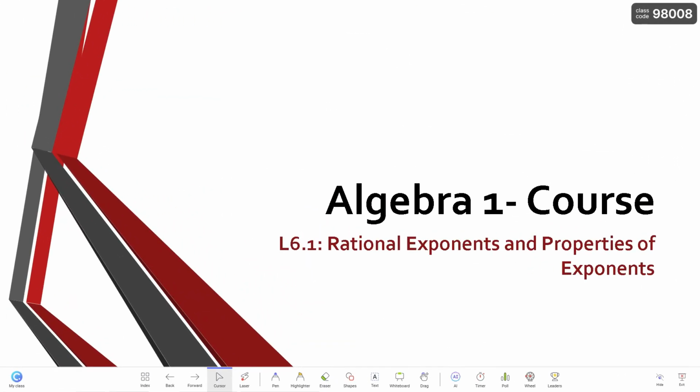In this lesson we're going to discover together what are the properties of the exponents, especially rational exponents. We're going to discover how you apply these rules and how we can use them to solve equations, in addition to how to convert from the rational expression or the exponent expression into the radical expression.